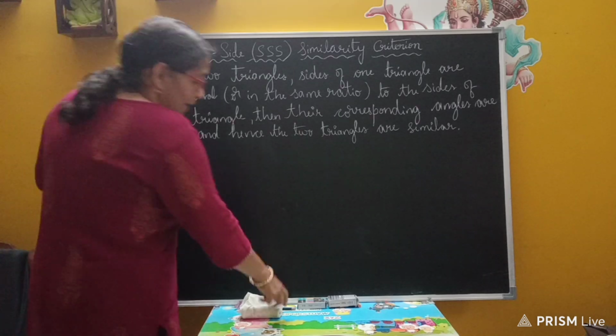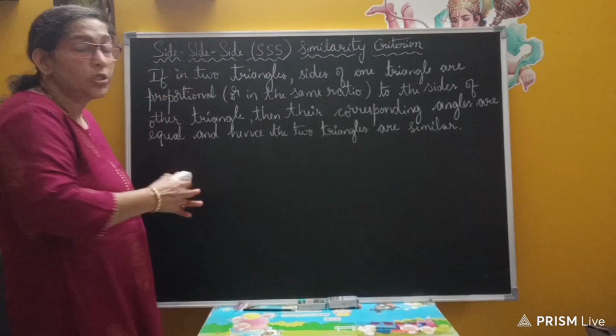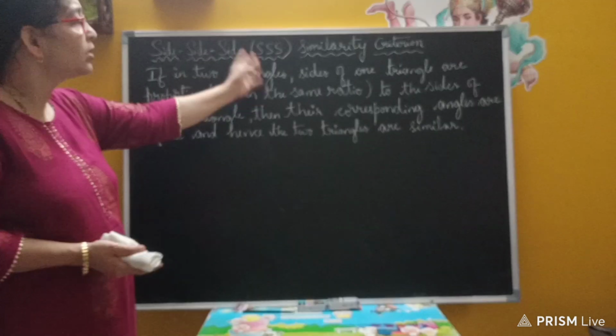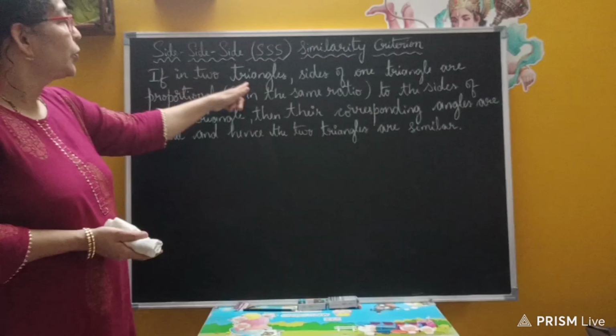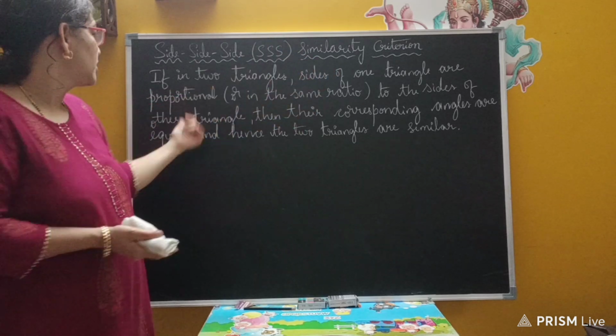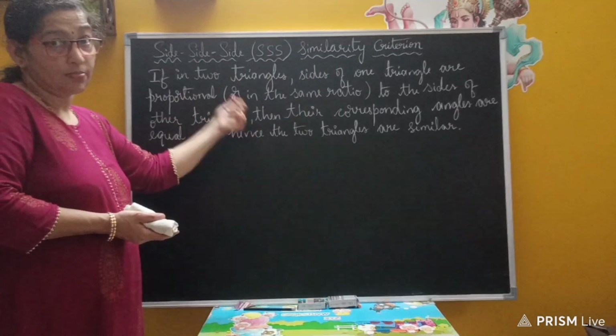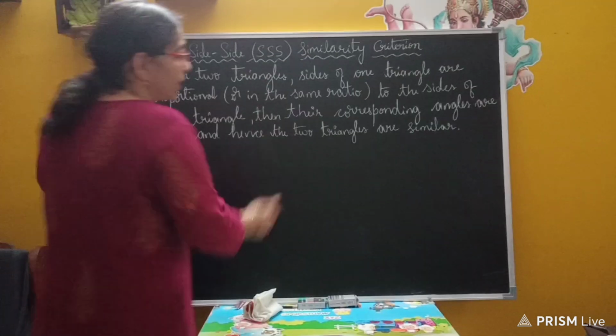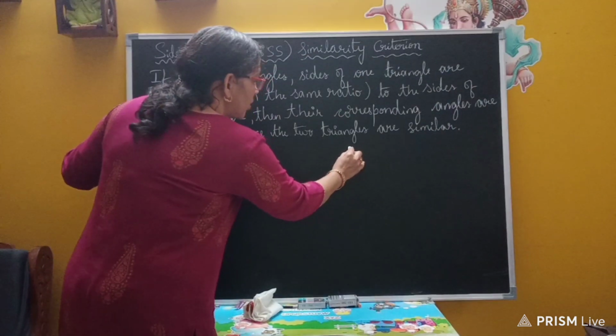Okay, now as soon as you see the statement, what should be done? We have to draw the figure related with the statement. In two triangles, sides of one triangle are proportional to the sides of other triangle. So what should be drawn? We have to draw two triangles. Okay, so let us draw two triangles.